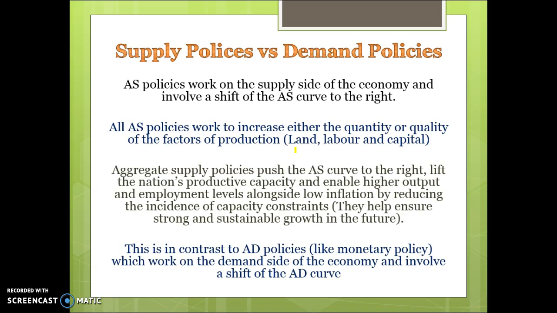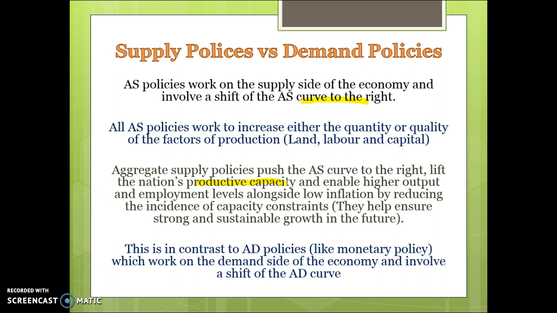And some key differences between how aggregate supply policies and how aggregate demand policies work. Aggregate supply policies work on the supply side of the economy and shift supply to the right. They're about increasing the quantity or quality of our factors of production. So trying to increase either the amount of resources we have or how well we use them. They shift the supply curve to the right, and they allow for an increase in productive capacity, which allows for higher output alongside low inflation. Their design is to reduce capacity constraints so that we have better quality and quantity of resources so that we can allow for stronger growth without inflationary pressures.